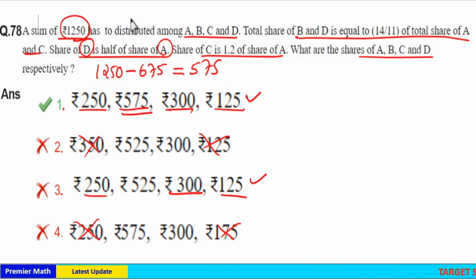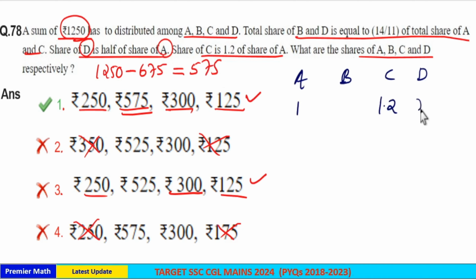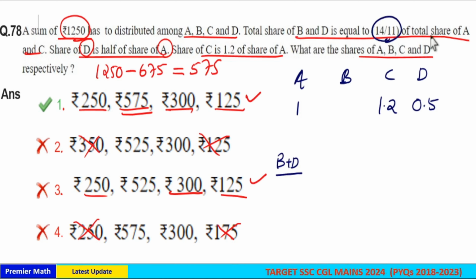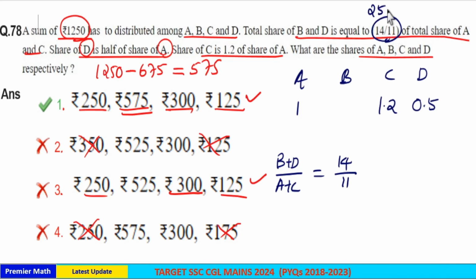That is, if you take the ratio A, B, C, D, if I take A as 1, C should be 1.2 and D should be half of A, that is 0.5. And here, the share of B and D is equal to 14 by 11 of the total share of A and C, which means B plus D by A plus C is equal to 14 by 11. And 14 plus 11 is equal to a total of 25 parts.